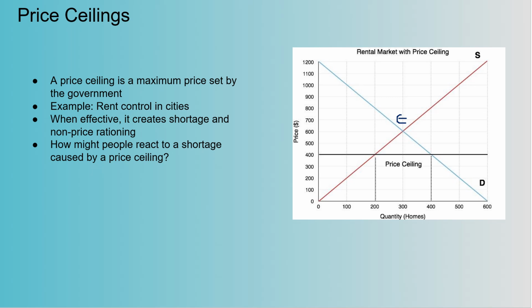What happens here is that we cause a natural shortage, because at this price of only $400, $200 less than the market has determined the value of these homes, we have a demand of 400 homes. Unfortunately, at this price, producers were only willing to sell 200 of these homes into the market, thus causing a deficit, a shortage of 200 homes in the market.